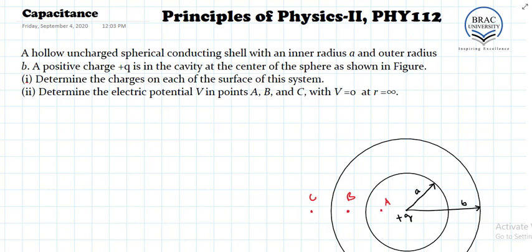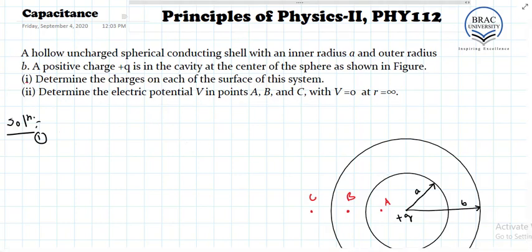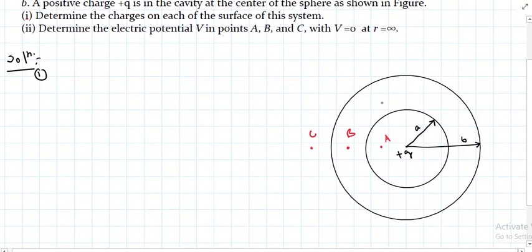To solve this one, we are going to use Gauss's law. For the first question, we are going to consider a Gaussian surface. So I choose a different color. Say this is my Gaussian surface.